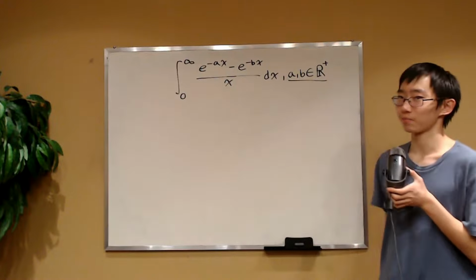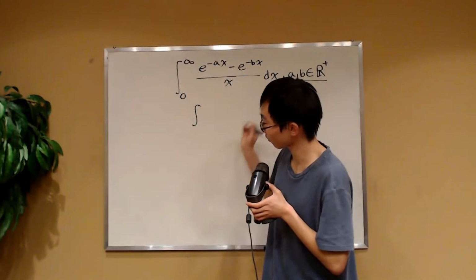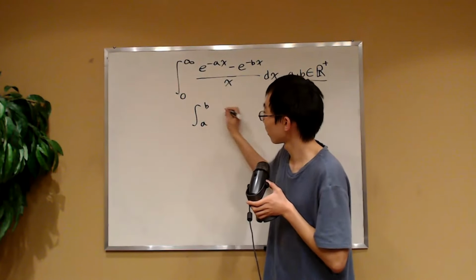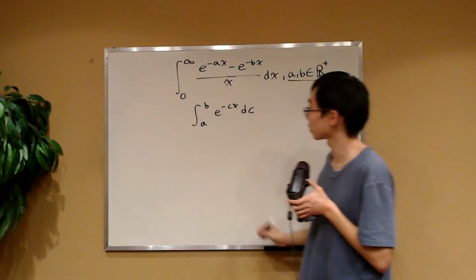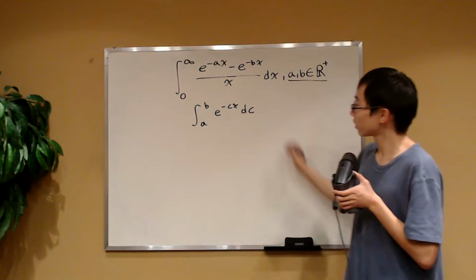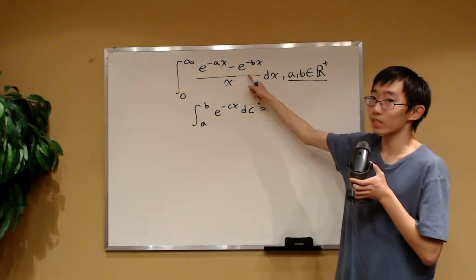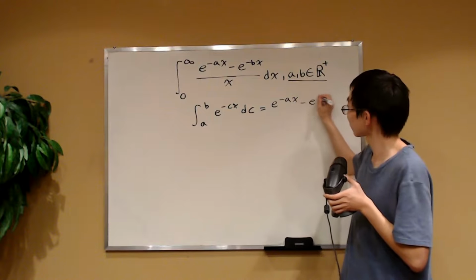And indeed, check this out. If you were to integrate from a to b of e to the negative cx dc, so not dx, dc, if you were to integrate this expression, well, this would actually equal to this. It would equal to the integrand. In particular, I'll just write it out over here, right?